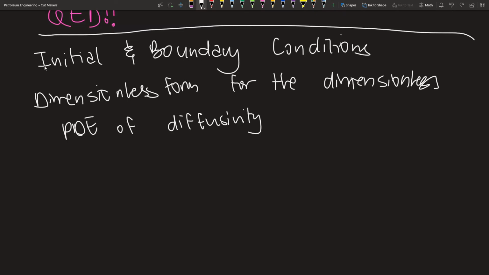Diffusivity in radial flow for a slightly compressible fluid. Okay, that's a real mouthful.